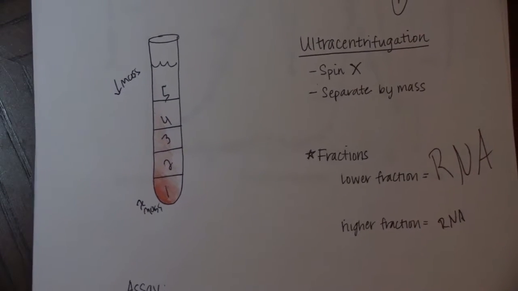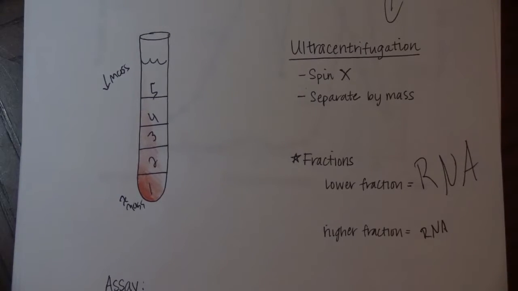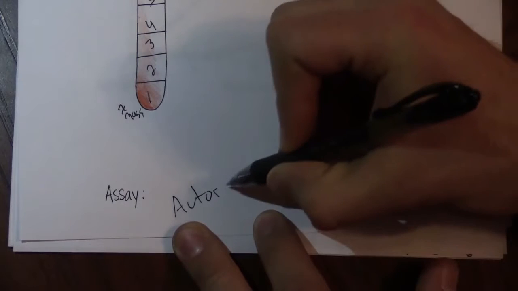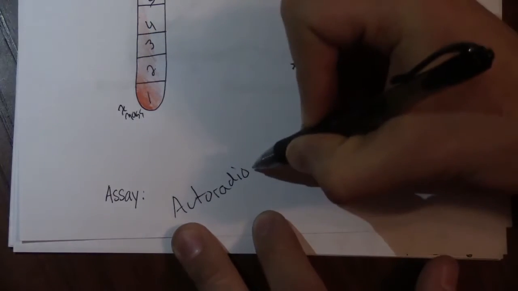Remember that these transcripts contain radiolabeled UTPs, so for detection, what assay would Roberts use? A generic answer would be autoradiography.